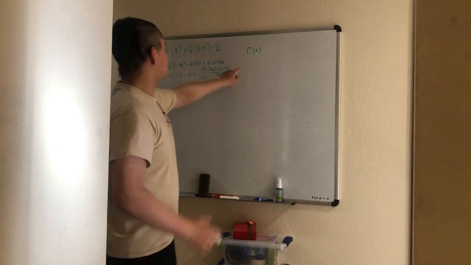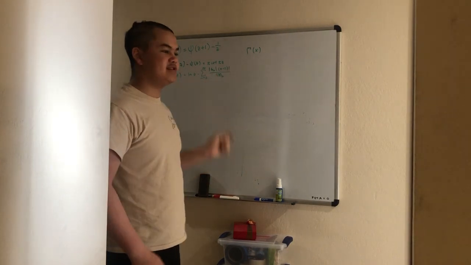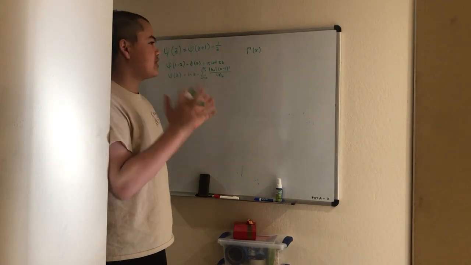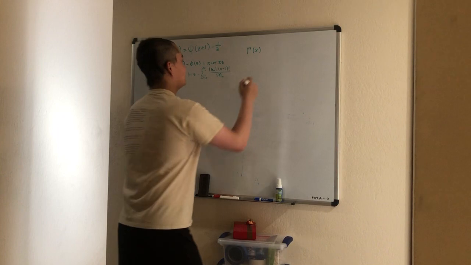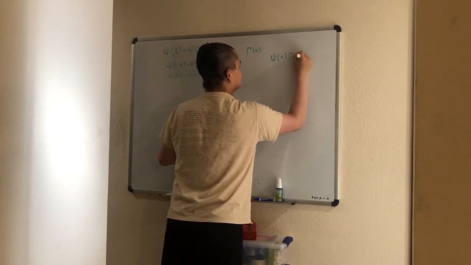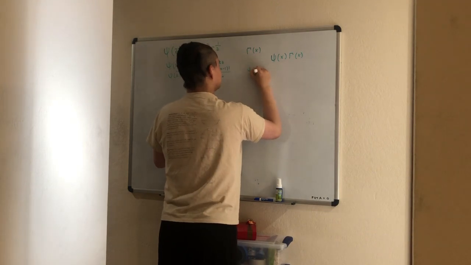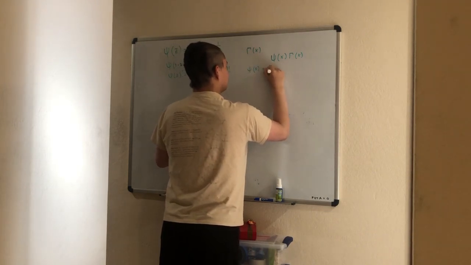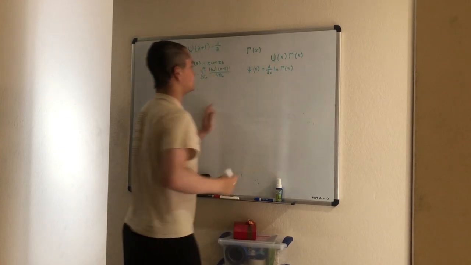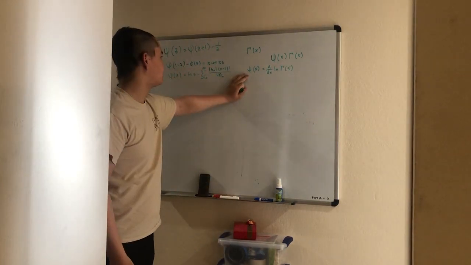So when the user types in gamma of x into Grapheme and then requests the derivative, what is the derivative? Well, the derivative is actually the digamma function times the gamma function, because the digamma function is defined to be the logarithmic derivative of the gamma function. So this is the definition of the digamma function.